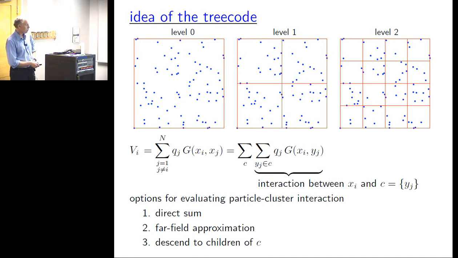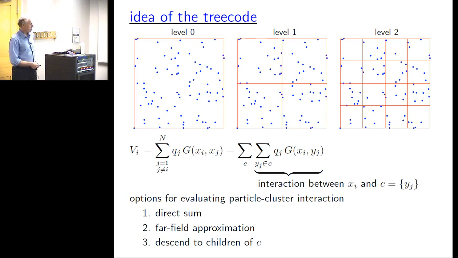And the options for doing this particle-cluster interaction: you can do it by direct sum. If there are very few particles here, that's the right thing to do. Or you can use a far field approximation. The far field approximation is in essence a multipole approximation. It's the same multipole approximation you would learn about in an E&M class, although it can be expressed in different coordinates. We use Cartesian coordinates for simplicity.